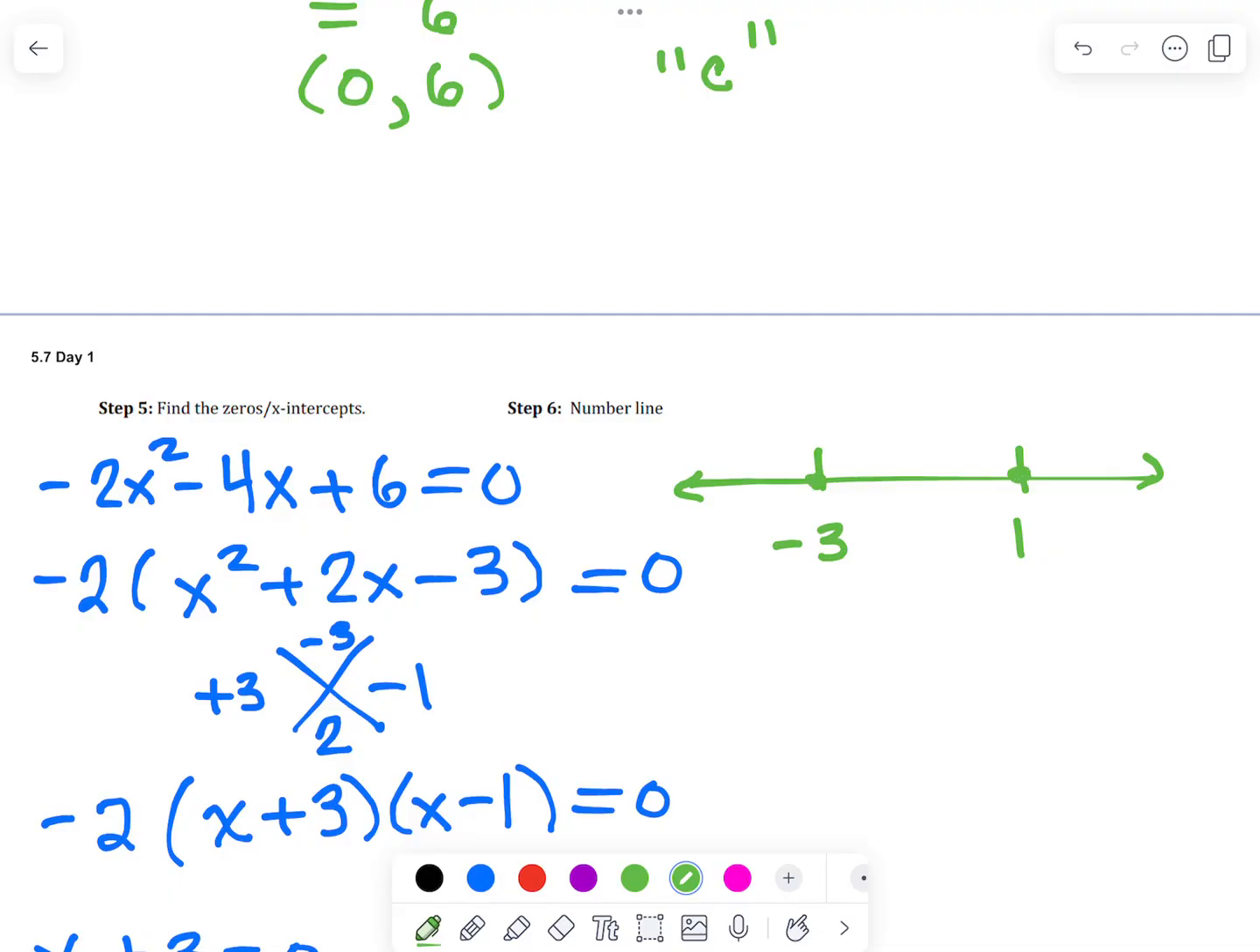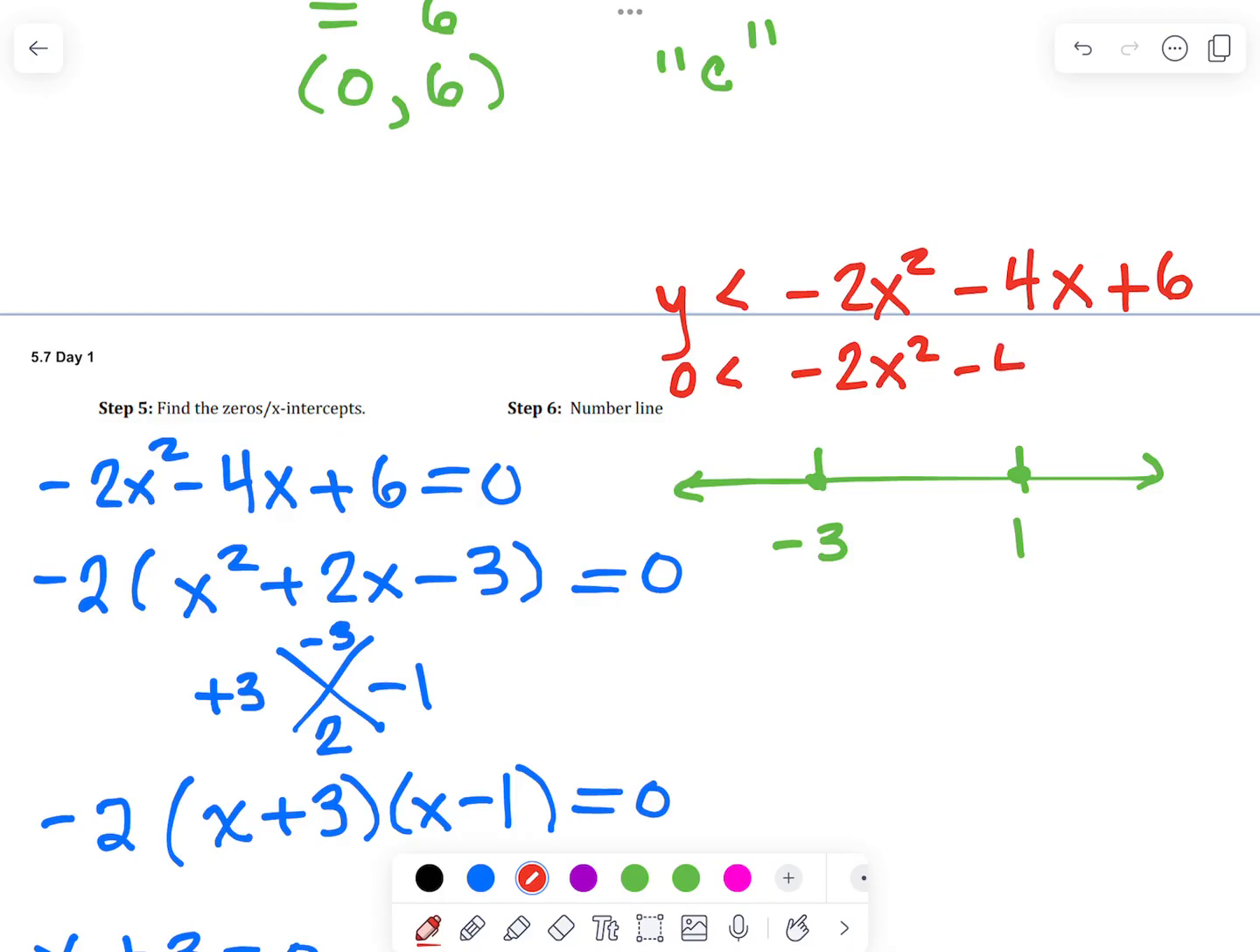And we want to test the inequality. So our inequality was y less than -2x squared minus 4x plus 6. I'm going to go ahead and change that y to a 0. And we're going to test the 3 interval regions. So the first interval I'm going to test is to the left of the critical point, -3. So I'm just going to choose -4. And I'm going to see, does this hold true?